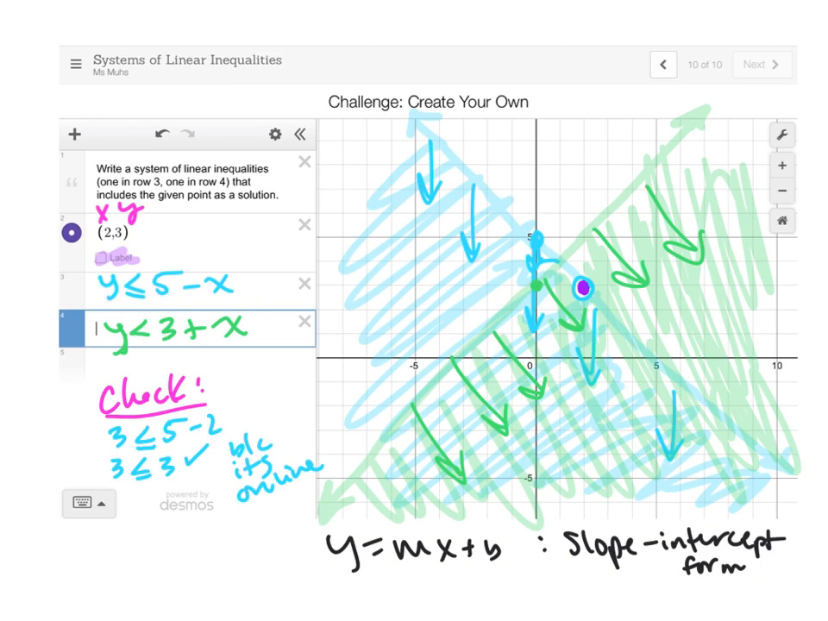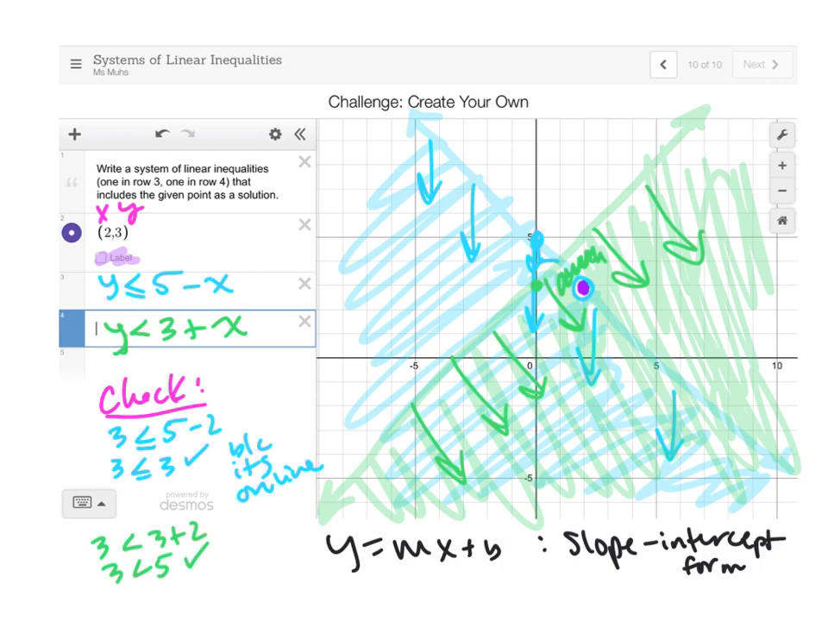So for the green one, I'm going to use the same point. 3 is less than 3 plus 2. 3 is less than 5. That's a true statement. Great. So that one's not on the boundary line. I have this extra space. Great. The other thing I want to say is just a quick thing.